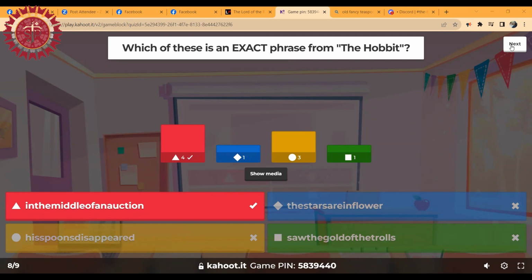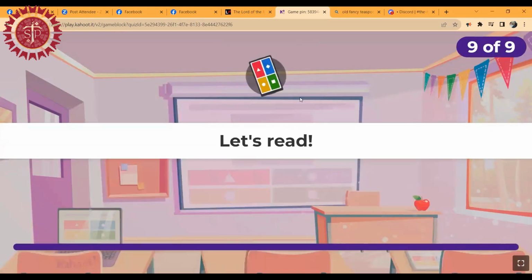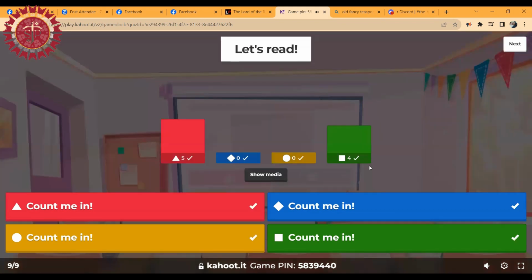So I saw some movement, but my girls are still there. So way to go. Okay. Let's read. That was it. There's only one correct answer, so don't think it too much. All right, then. Let's do it.